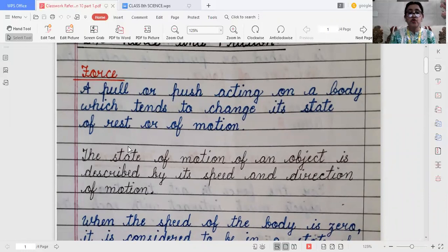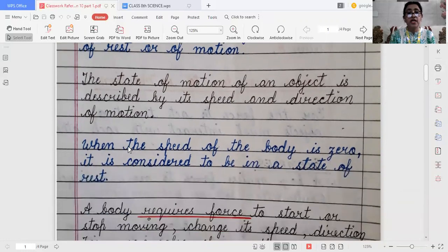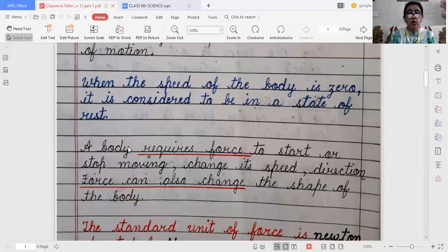The state of motion of an object is described by its speed and also by the direction of the motion. We can say when the speed of the body is zero, it is considered to be in a state of rest because there is no movement. So, a body requires force to start or to stop moving, change its speed, change the direction of speed, and force can also change the shape of a body.